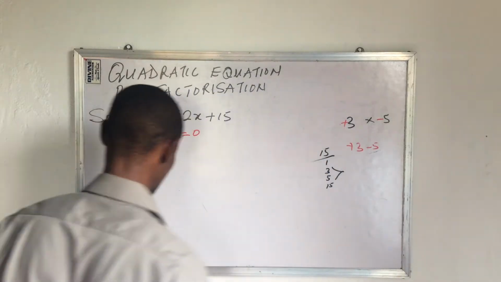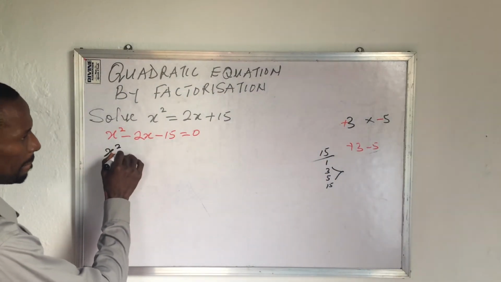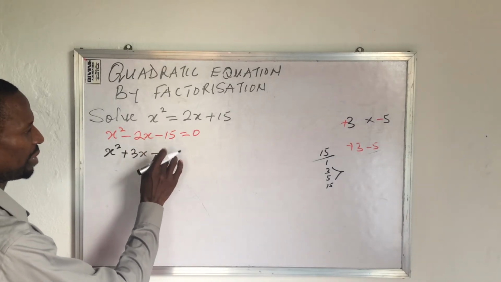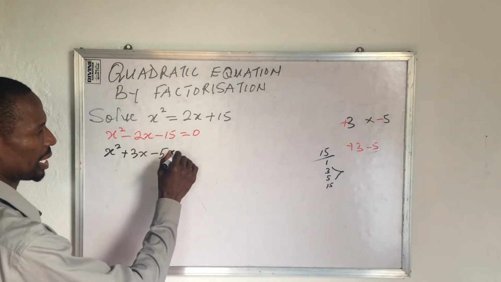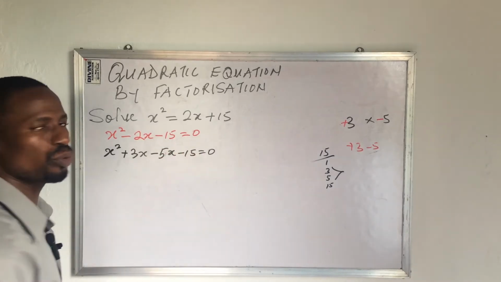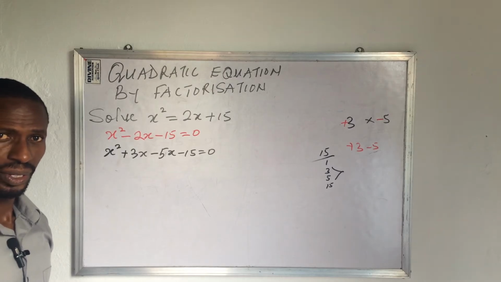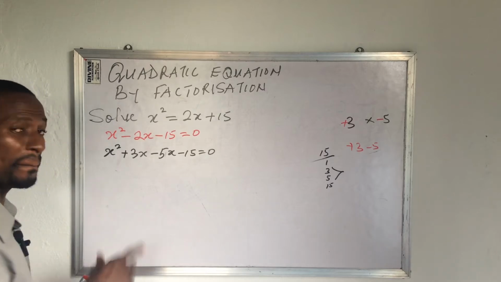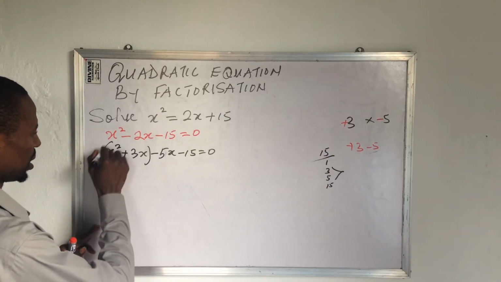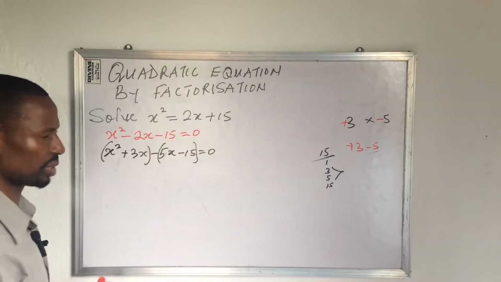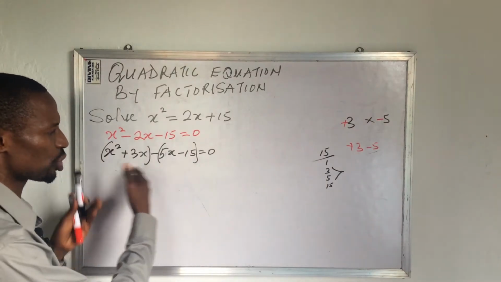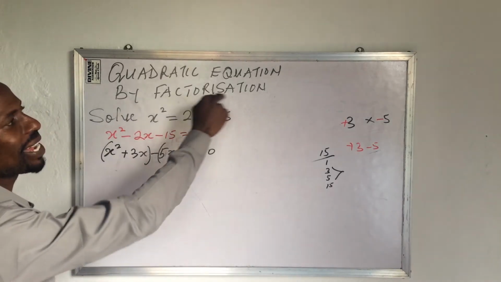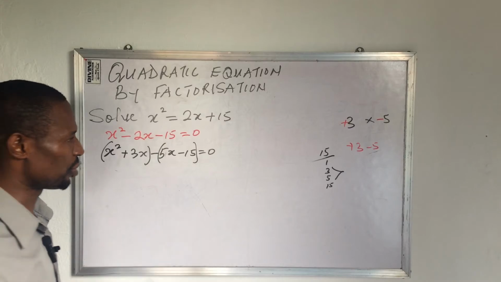So that gives us x squared plus 3x minus 5x minus 15 all equal to 0. From this stage, what we do here is to group the terms into two pairs. So this will give us this come together. We now factorize what is common to these terms in the bracket. Hence the name factorization. All right? So we proceed.